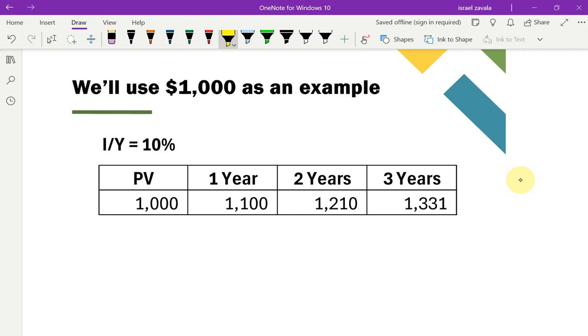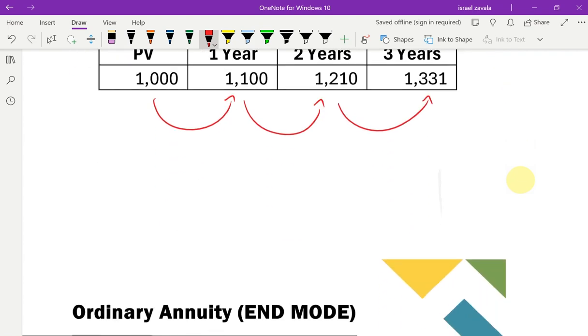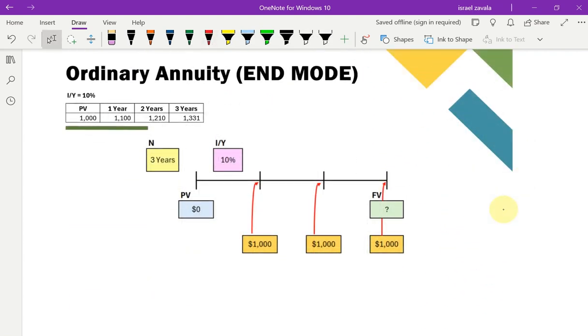Now, this $1,000 is compounded at 10%. So after the first year of compounding, we would have $1,100. After the second year of compounding, we would have $1,210. And after the third year, we'd have $1,331. Okay, I just want you to keep these numbers in mind. All right, we have our ordinary annuity here. You can see I have the chart for each of the 3 years that $1,000 is going to grow. And then we have our problem here.